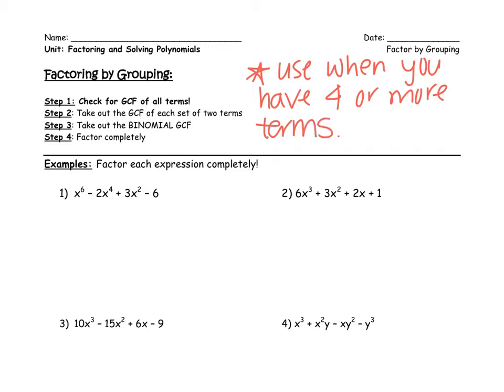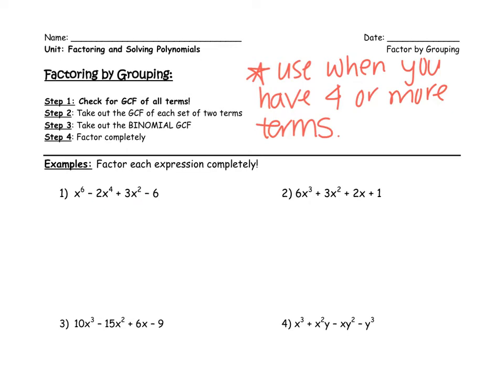And the best way that I can explain how to do this is if we do an example. So let's look at the first one. I want to factor this expression. It has 4 or more terms, so we're definitely going to use grouping. Is there a GCF that you can pull out of all 4 terms there? The answer is no. There's no number or letter that I can divide out.